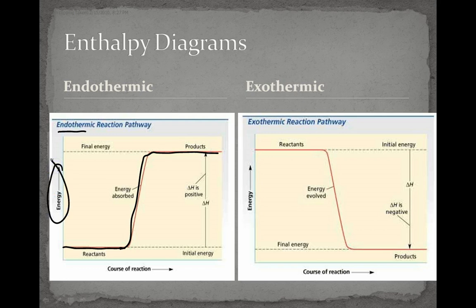It's an endothermic. Exothermic, on the other hand, starts with a lot of energy in its reactants, and it reacts and then gives off energy. So the delta H is the difference in energy between the reactants and the products. The delta H would be positive for endothermic, and it would be negative for exo because it's going from high to low. We're going to look at those diagrams again later on in this unit in a slightly different form.